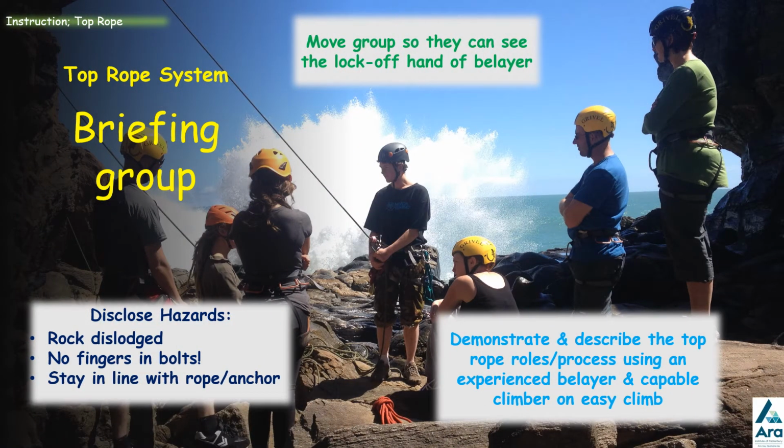So once you're set up with the top ropes ready to go, gather everyone around one top rope setup, and you're going to brief the group on the different roles. Some of the key things to talk about to the whole group are around what happens if rocks get dislodged, so the call of "rock" and not to look up, keeping fingers out of bolts if there's bolts on the crag, and climbers staying in line with the rope above them. You don't want them going off to the side, or they'll pendulum.